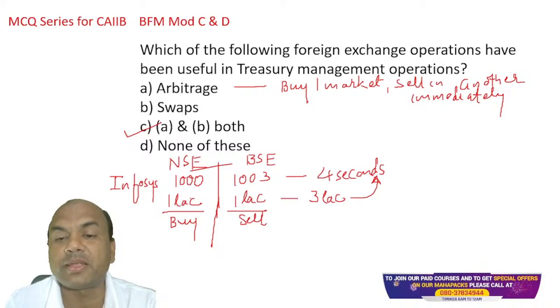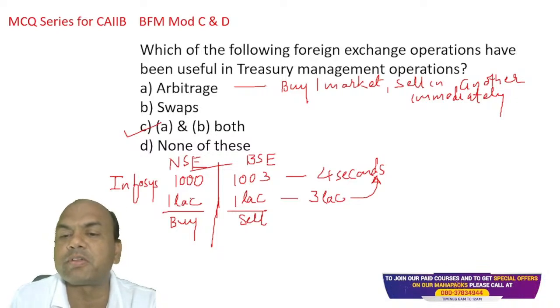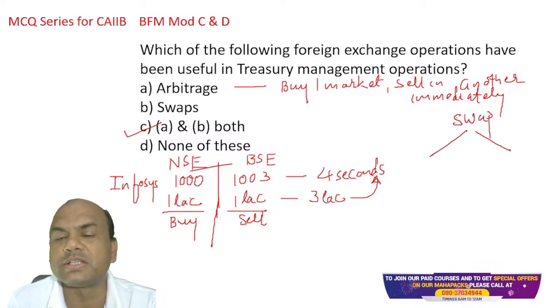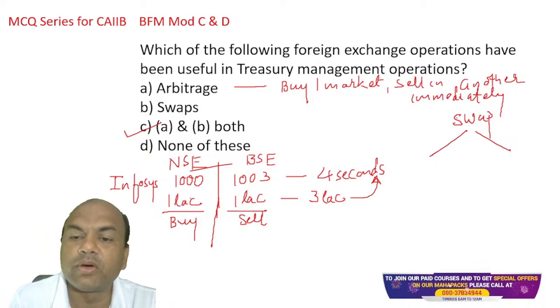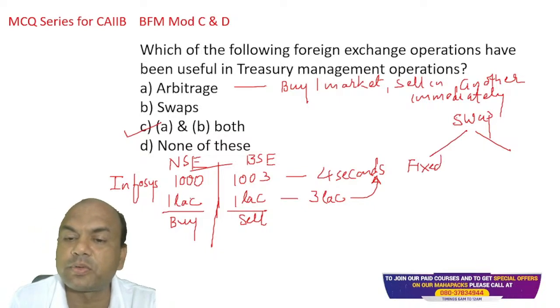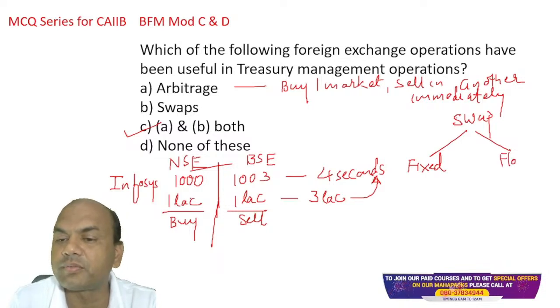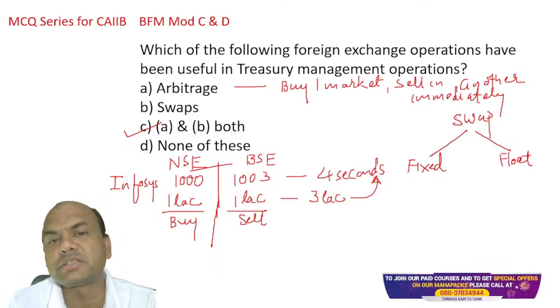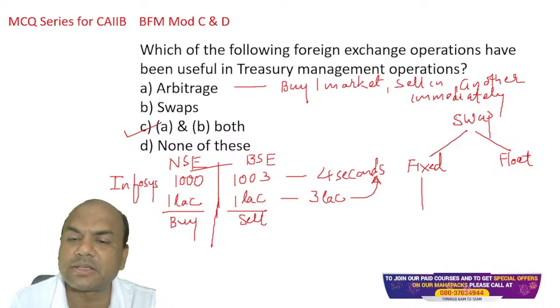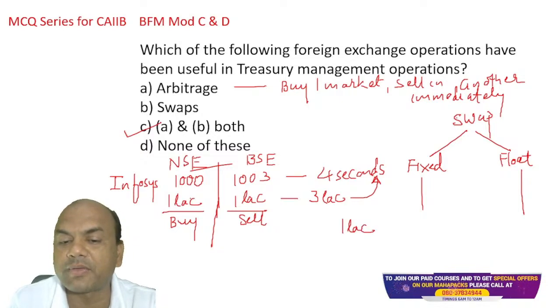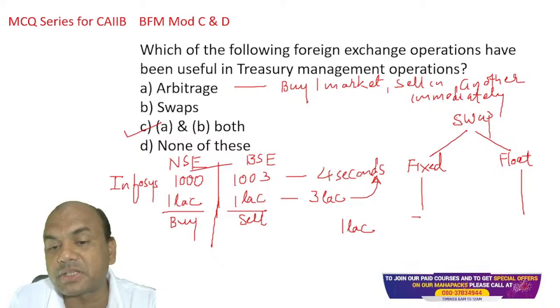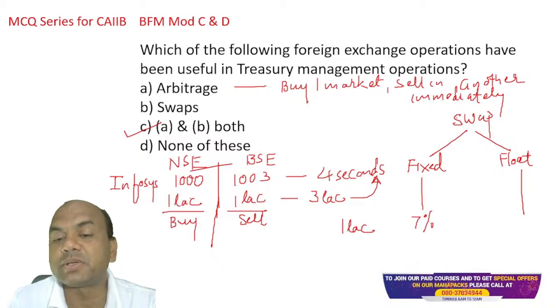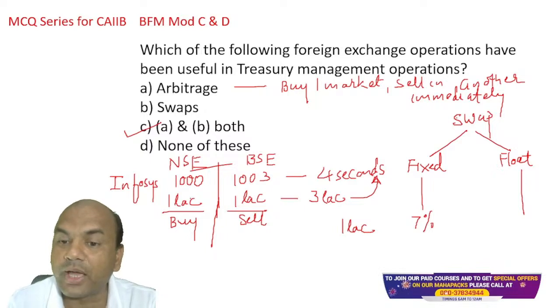Now what is swapping? Remember one basic thing about swaps: there are always 2 legs. One is fixed and the other is floating. What do you mean by this? Keep it very simple. Suppose I take 1 lakh rupees from you and guarantee you a 7% rate of interest. I am taking it from you, so I have to give you 7%.